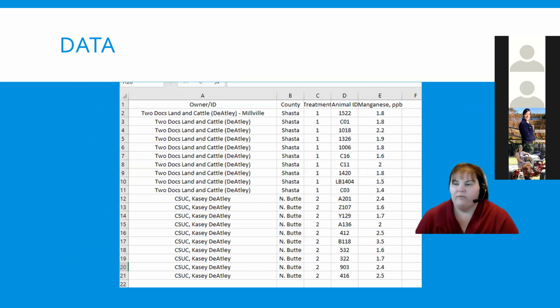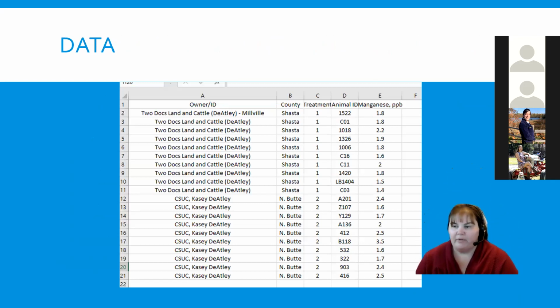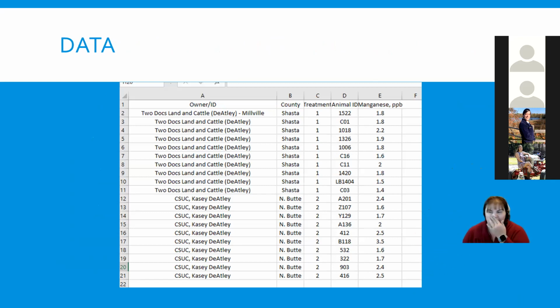Okay, so this is what the data ended up looking like. So we went out, collected samples, collected blood samples, did jugular venipuncture. So we were taking the blood from the neck area of these cows. I broke my hand. Lots of good stuff happened.